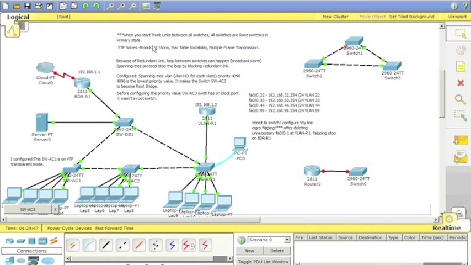VLANs and spanning tree. When you start triangling between all switches, all switches declare as root switches in a primary state. Look at this: three switches that I just linked up to each other. So obviously, this switch has one port that looks like it's in the block state.